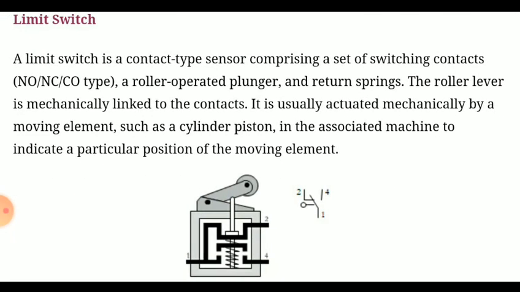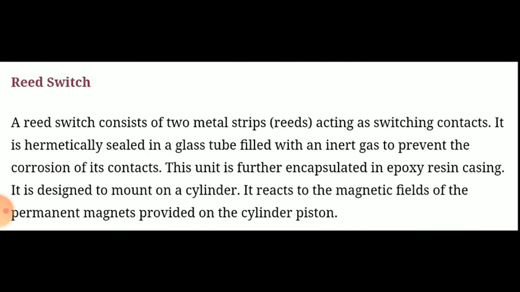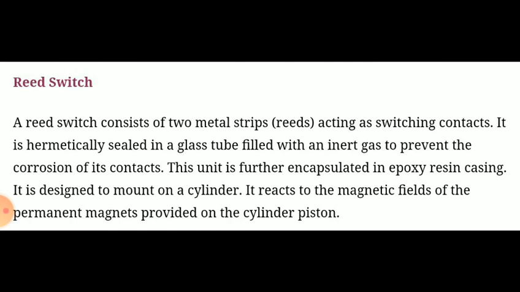So same, it is shown here. You can see the diagram of the limit switch in this slide. Then reed switch. A reed switch consists of two metal strips, reeds, acting as switching contacts. It is hermetically sealed in a glass tube filled with an inert gas to prevent the corrosion of its contacts.